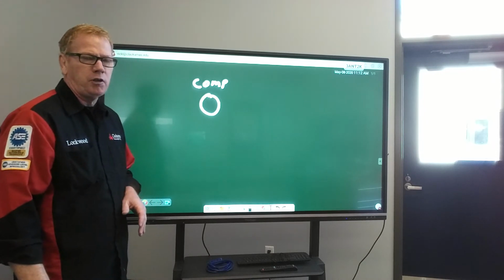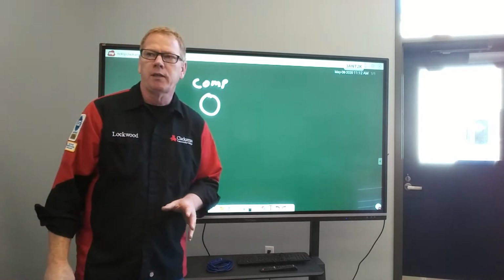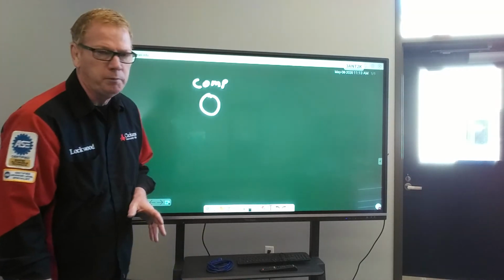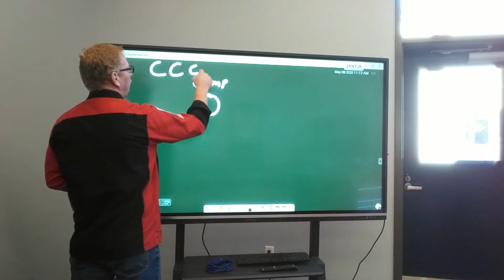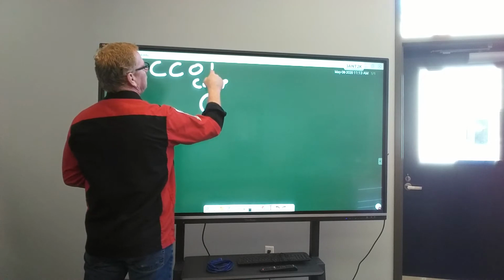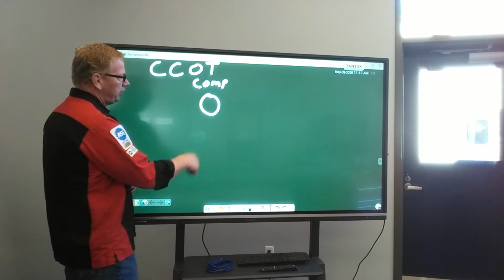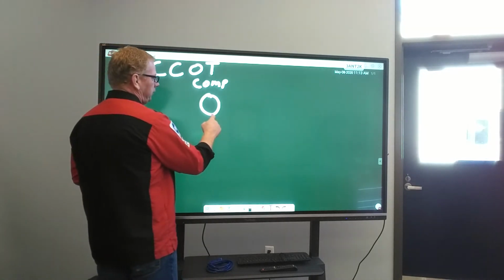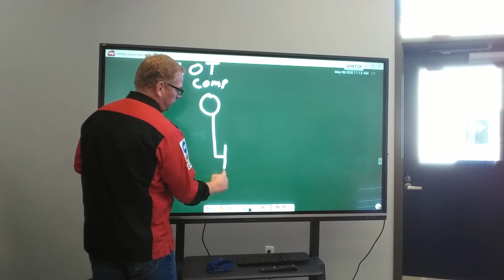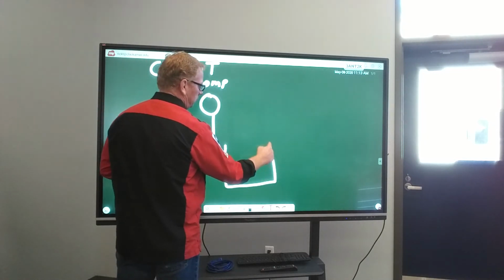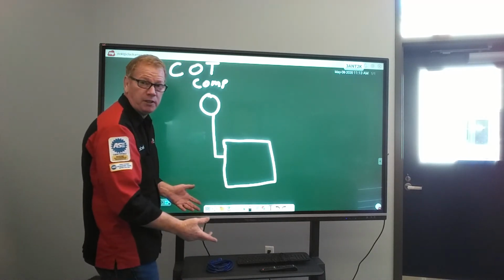So I'm going to go to the discharge side of this, and the type of system I'm going to talk about is a cycling clutch orifice tube system, also referred to as CCOT, or cycling clutch orifice tube. So we got our compressor, we've got a discharge line leaving the compressor. The discharge line will go out and go to a major component. And this is going to be the AC condenser.